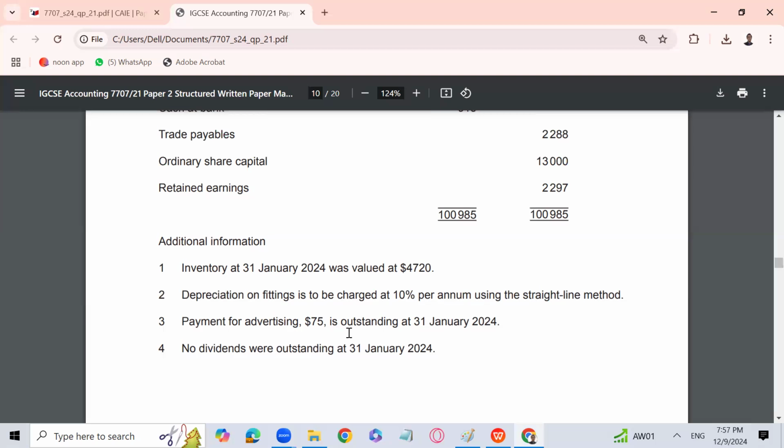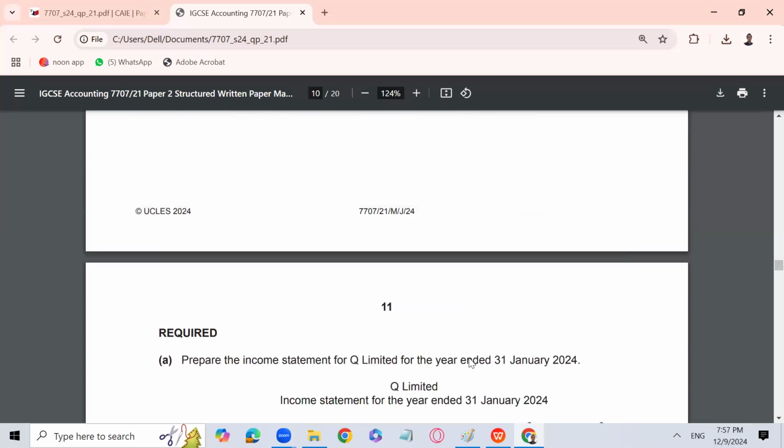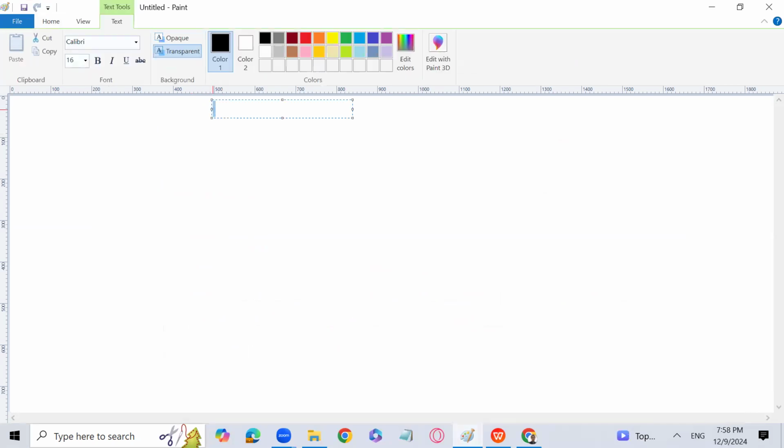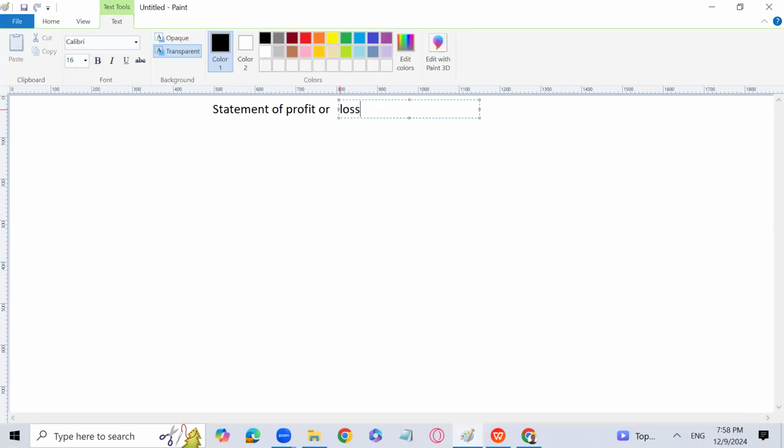Payment for advertising of 75 is outstanding. Outstanding means accrued, so you have to add it to the advertising expense. No dividends were outstanding because we have paid the dividends. We have to prepare the income statement, the retained earnings column, and the balance sheet, because both the statement of profit and loss and the balance sheet are required in the question. So let's prepare the statement of profit and loss first.